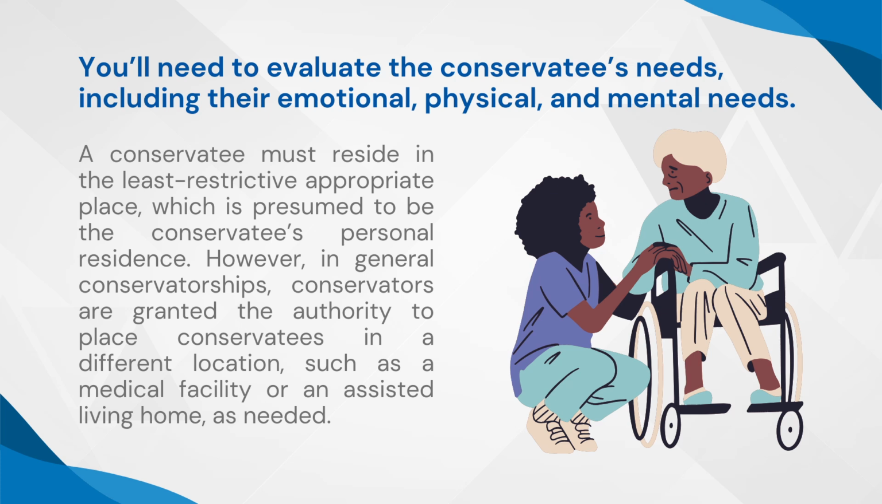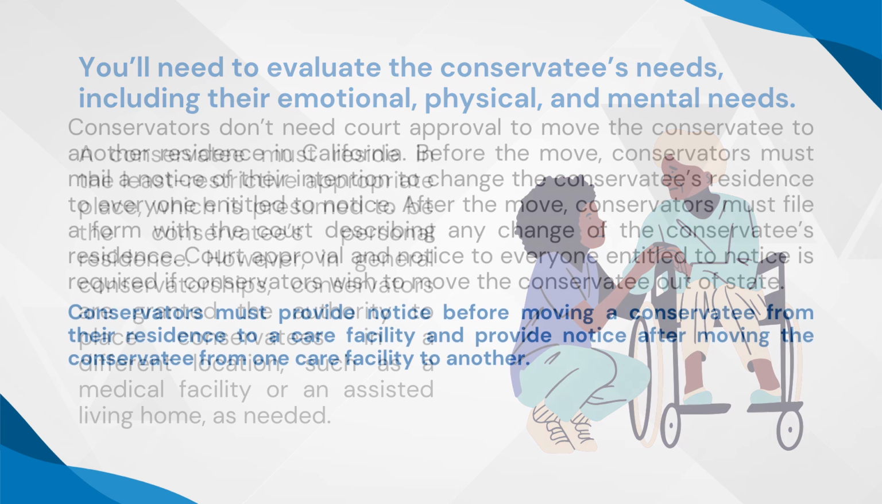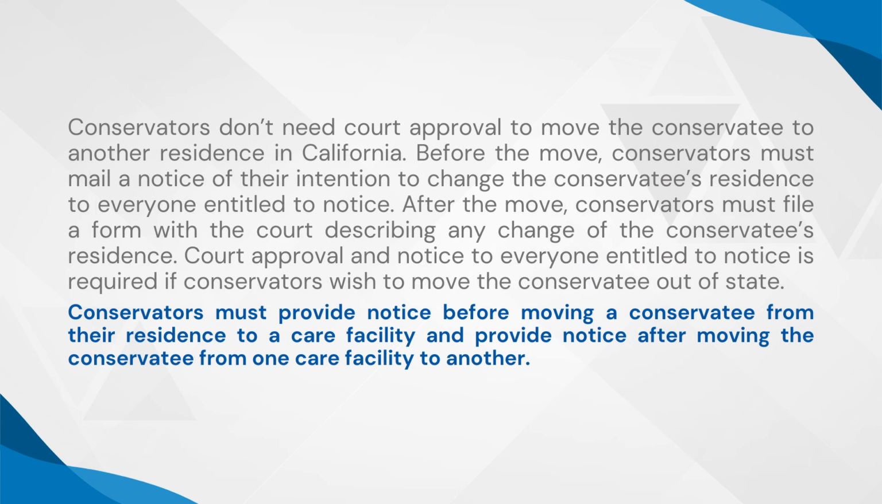A conservatee must reside in the least restrictive appropriate place, which is presumed to be the conservatee's personal residence. However, in general conservatorships, conservators are granted the authority to place conservatees in a different location, such as a medical facility or an assisted living home, as needed. Conservators don't need court approval to move the conservatee to another residence in California. Before the move, conservators must mail a notice of their intention to change the conservatee's residence to everyone entitled to notice. After the move, conservators must file a form with the court describing any change of the conservatee's residence.